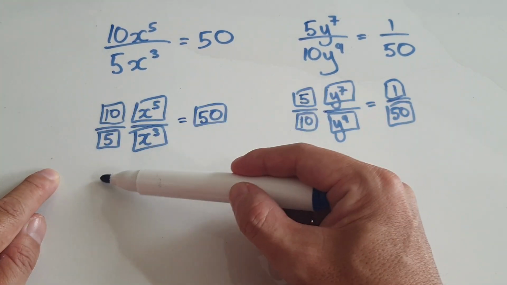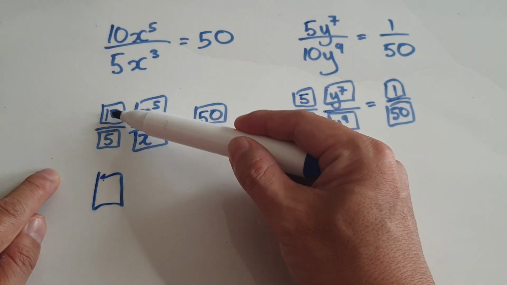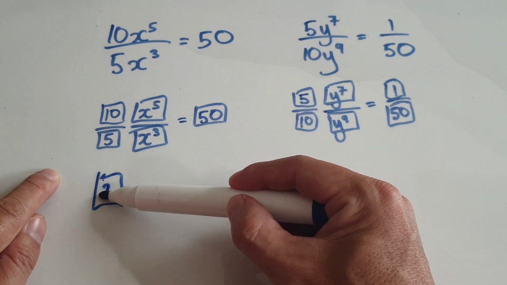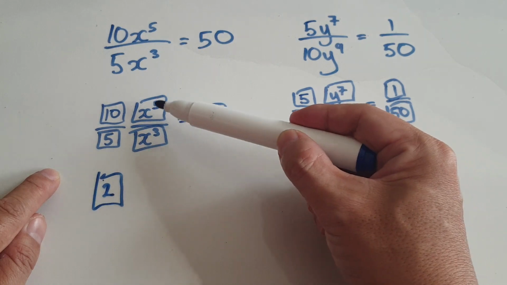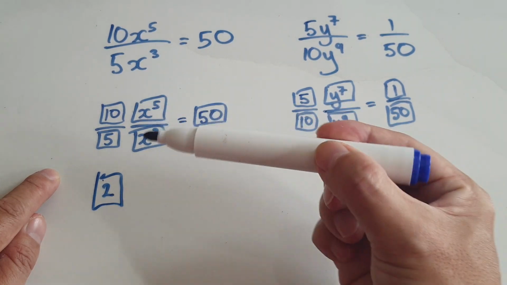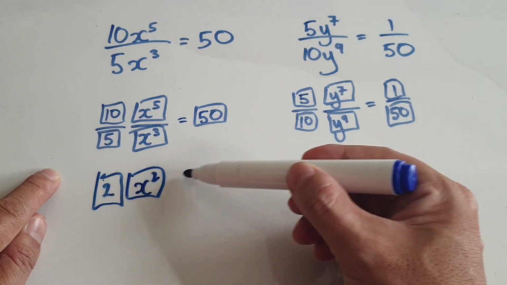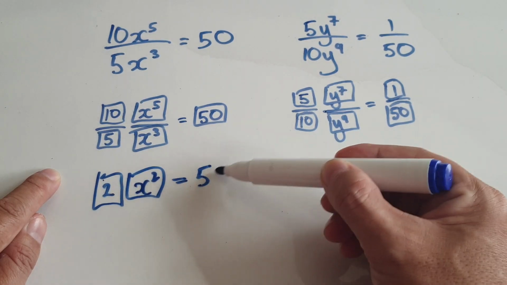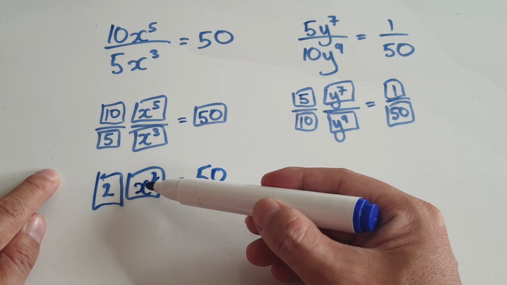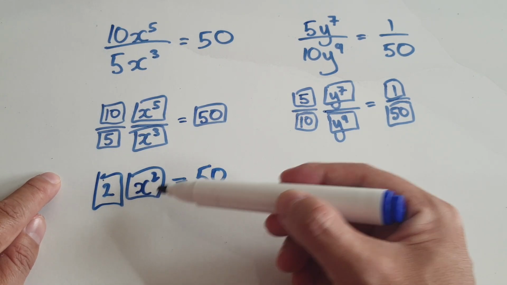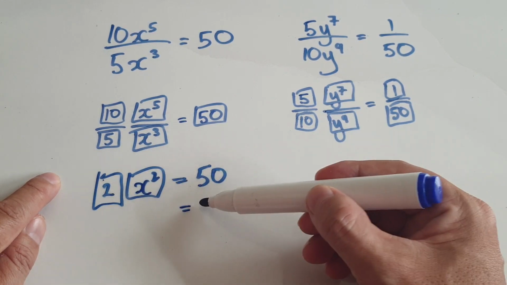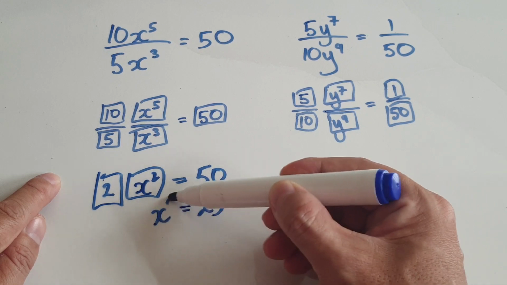So this would then become a block of 10 divided by 5 will be a block of 2. And then you've got 5 take away 3, that would be x to the power of 2. So that then becomes this equals 50. So now it's just a matter of getting x on its own. So divide both sides by 2, so that will be 25 equals x squared.